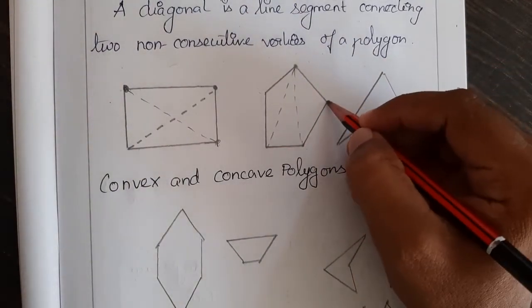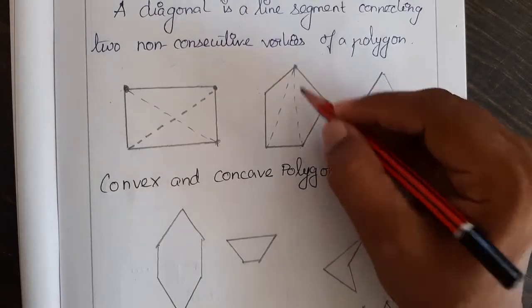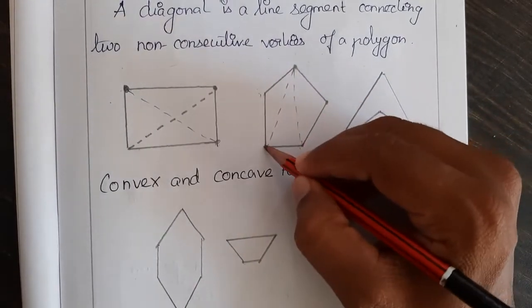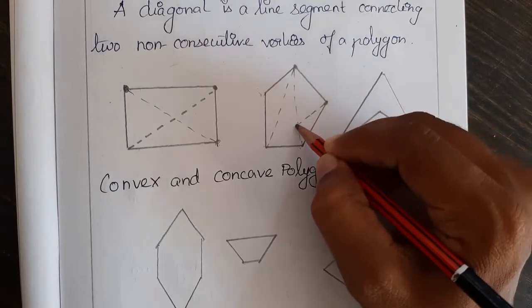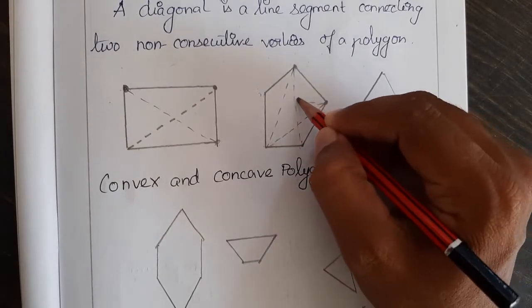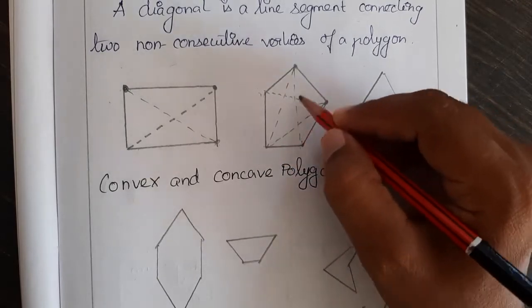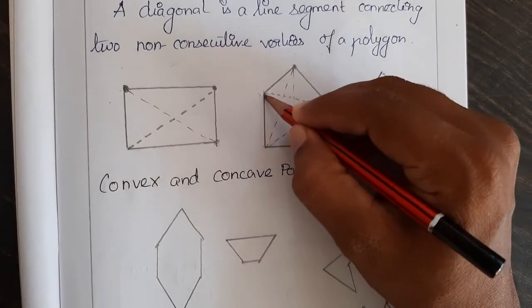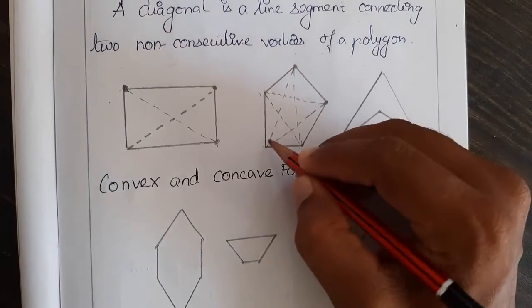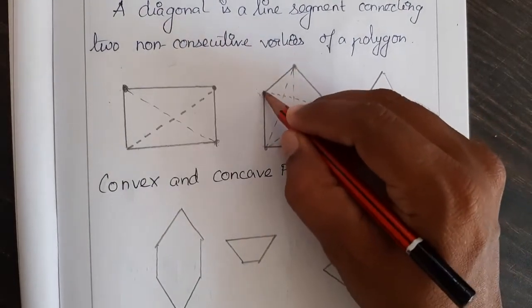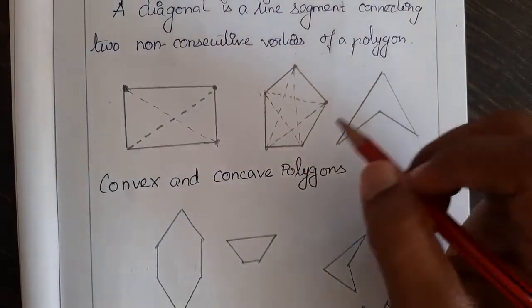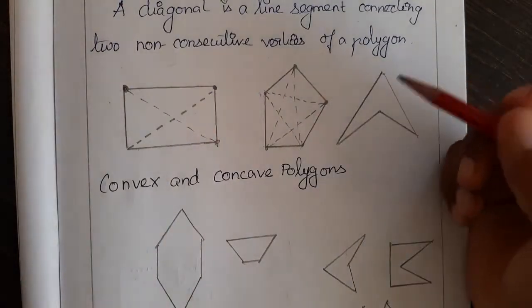And same, let me choose this vertex. These two are consecutive. So we want to join these two non-consecutive to this vertex, right? And for this, these two are consecutive. This we already joined. One more we can join to this. And for this, already joined, and this vertex is also already joined. So these dotted lines are the diagonals.